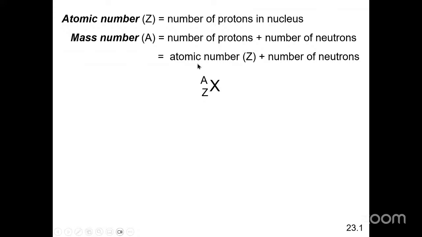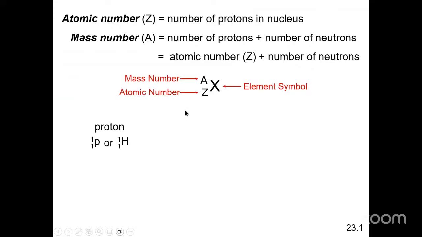So of course, you should be familiar with this representation, the symbol. In some textbooks, they call it the isotopic symbol, where the A, which is written as a superscript, is the mass number, and the Z, which is written as a subscript, is the atomic number, right? So that's the element symbol. A is the mass number, Z is the atomic number, right?